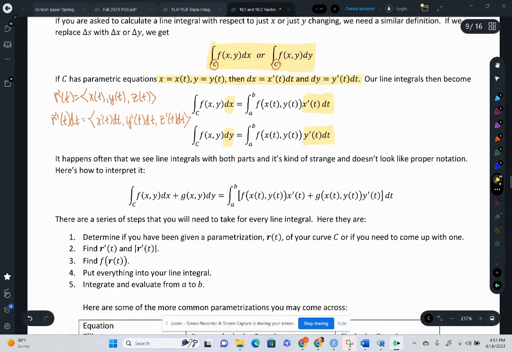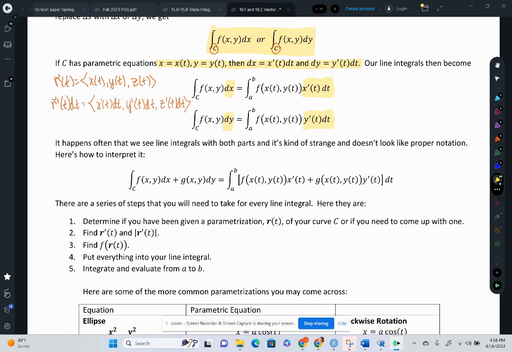Now, a weird thing that ends up happening in line integrals is this notation right here. You're going to see notation like this a lot, where it's the integral over C, and then it appears to be a sum in the integral, and there are two different differentials. So it's f of x,y dx plus g of x,y dy. Now, it's almost like there's an integral missing there, but it's not. The way we have to translate that is to replace all x's and y's with their x component and y component from r of t, and then we need to replace dx and dy with x prime of t dt and y prime of t dt.